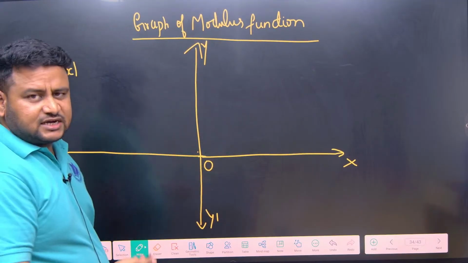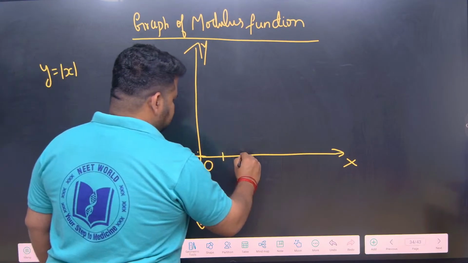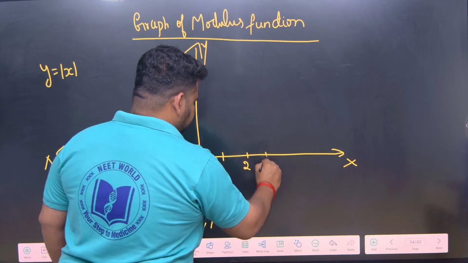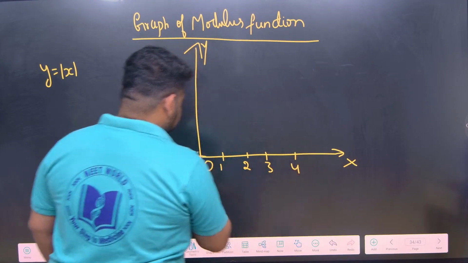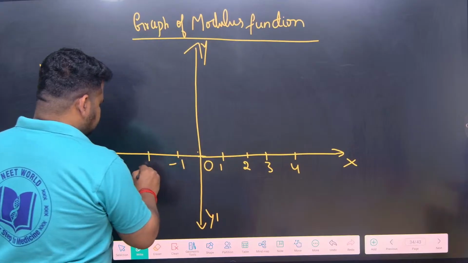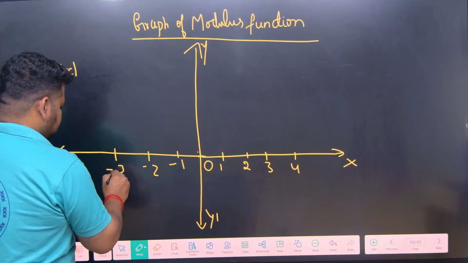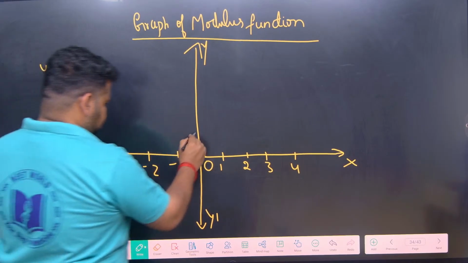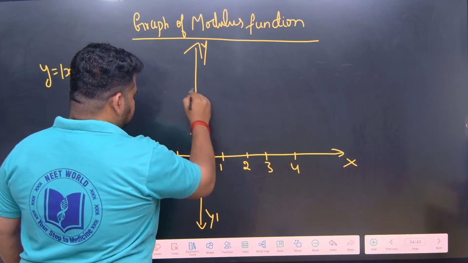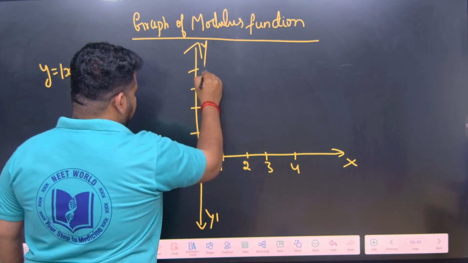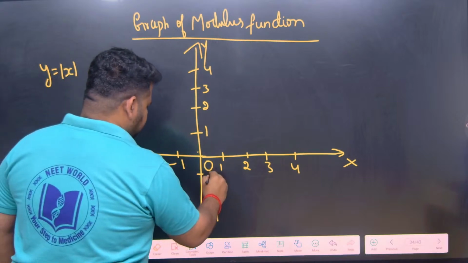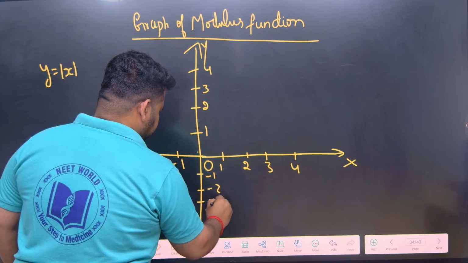Let us take up the values like this: 1, 2, 3, 4. This will be minus 1, minus 2, minus 3, minus 4. This will be 1, 2, 3, 4, and this will be minus 1, minus 2, minus 3. Any values you can take.